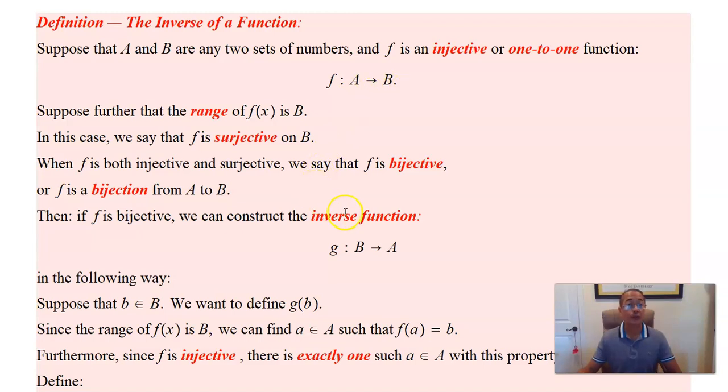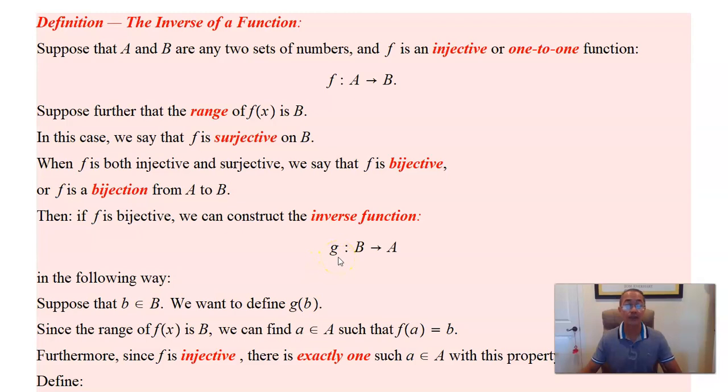When we have a function which is both injective and surjective, we say that f is bijective. Okay, so all of these words end with "-jective", I guess. We also say that f is a bijection from A to B. Another way to say this is that f creates a one-to-one correspondence between the members of A and the members of B. Okay? Once we know that f is bijective, then we can construct its inverse function.